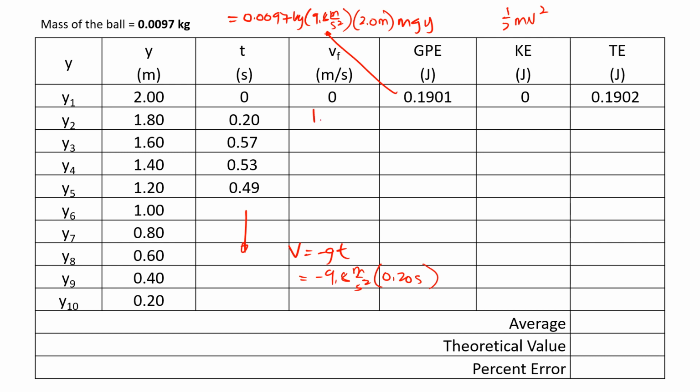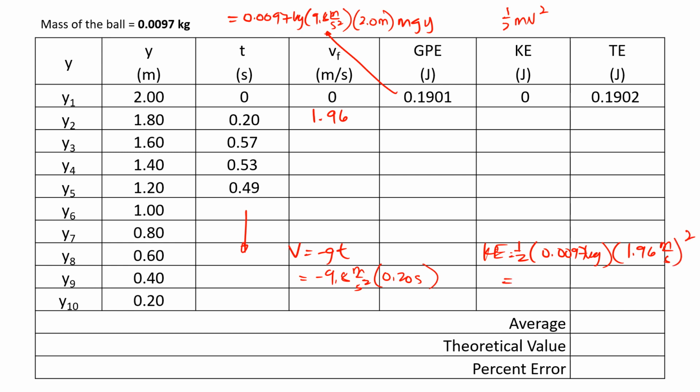Okay, so the final velocity at 1.80 meters is actually 1.96 meters per second. So given the final velocity, we can compute the kinetic energy, again using this formula. Kinetic energy is equal to 1/2 multiplied by the mass, which is 0.0097 kilograms, multiplied by the velocity that we computed, 1.96 meters per second, squared.